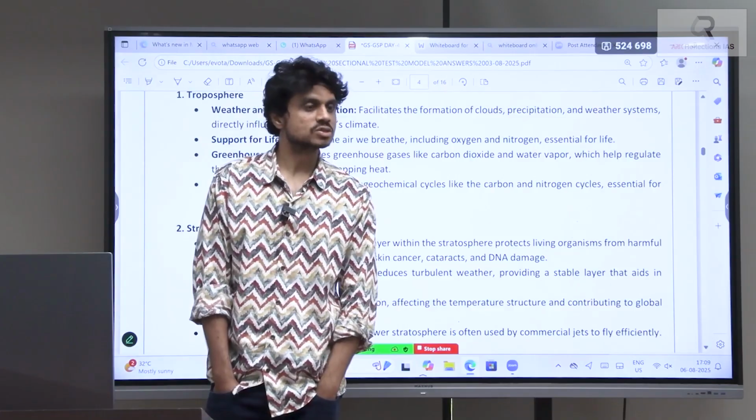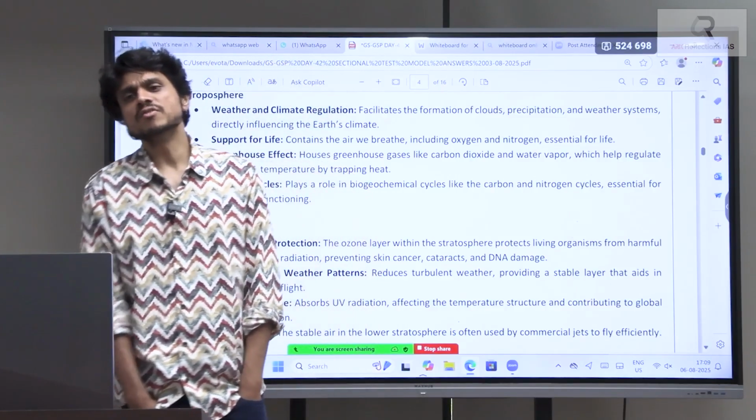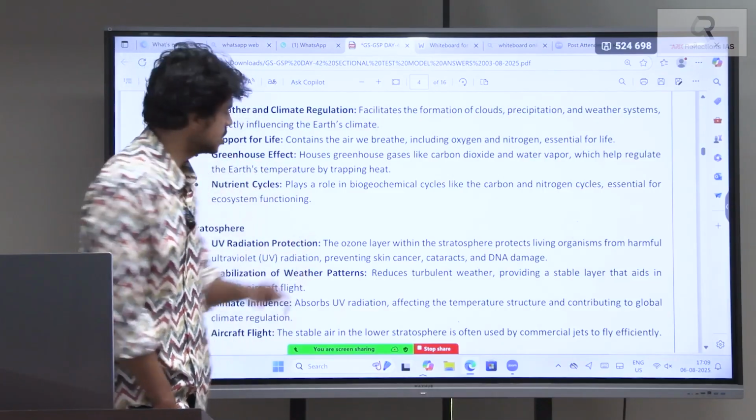Because of this they trap the heat, and as a result your Earth will be in a habitable format. That's why in the night it will not be very cold, and during the mornings it will not be too hot. So overall those conditions will be met.